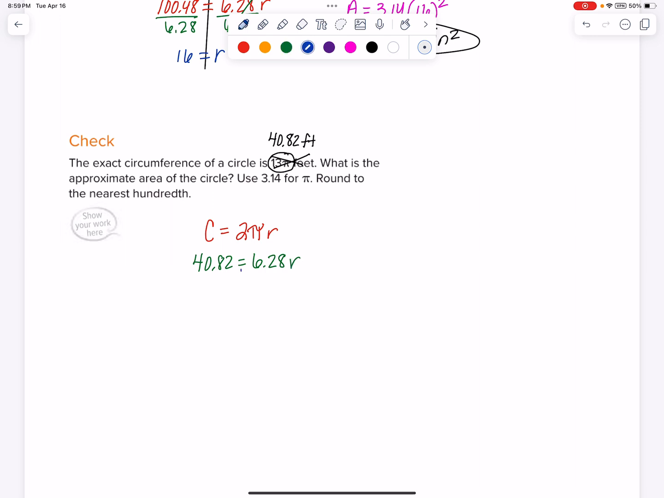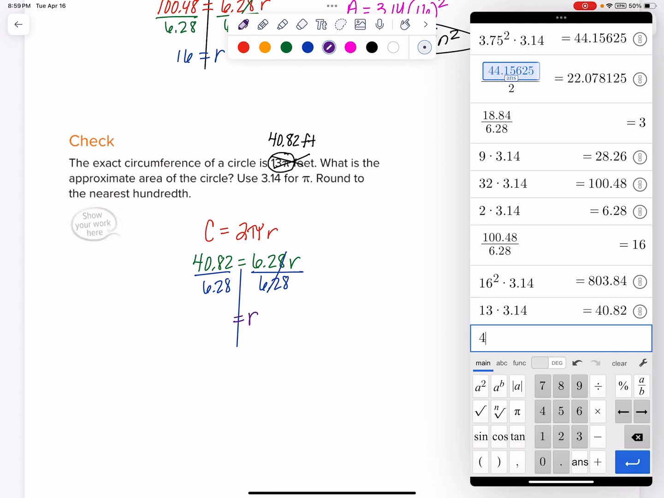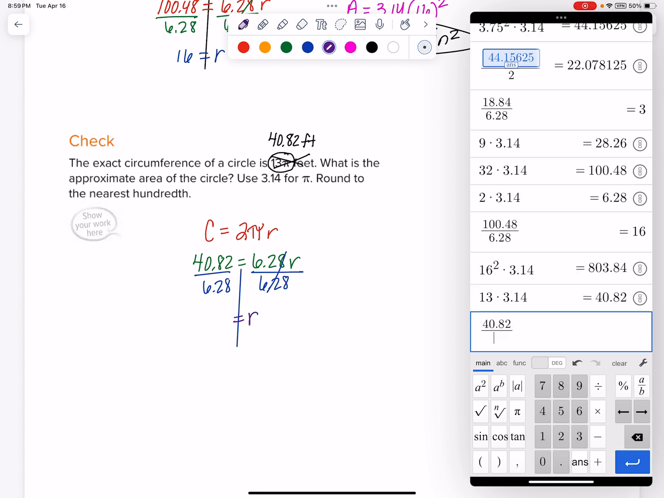Okay, and you can see that speeds up the process just a little bit. Divide by 6.28, divide by 6.28, cross that out, and let's get our radius. So our radius equals 40.82 divided by 6.28, and we have a radius of 6.5, and technically it's feet, right?